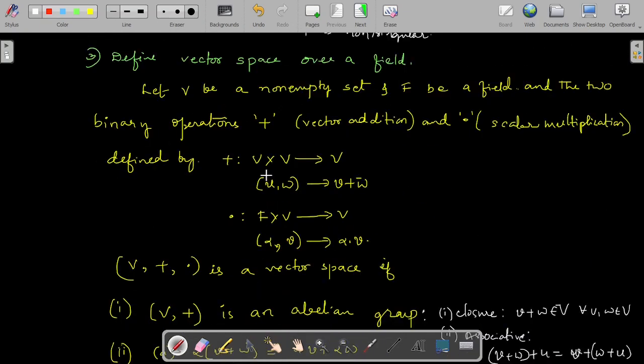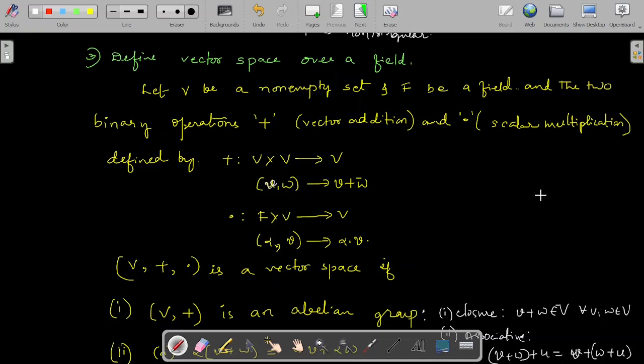Now one more question. Define a vector space over a field. So the definition goes like this. Let V be a non-empty set and F be a field, and the two binary operations, plus, which is called vector addition, and dot, scalar multiplication, are defined as follows. Vector addition is a mapping from V cross V to V in such a way that (v, w) goes to v plus w, and scalar multiplication is a mapping from F cross V to V, where (alpha, v) goes to alpha dot v.